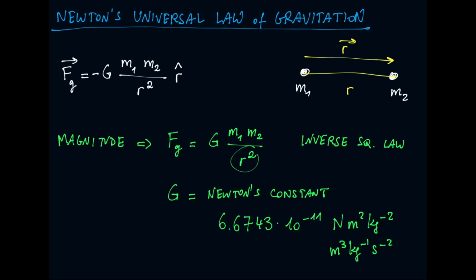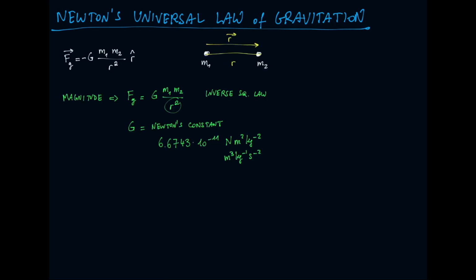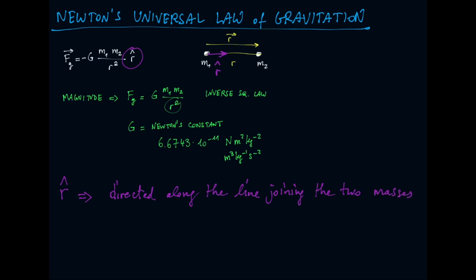Secondly, r. Actually, let me shrink this page just a second. There we go. Second aspect is r hat. This is the unit vector in the r direction. This will be r hat. And so this implies that the force is directed along the line joining the two masses. Okay, great. So it's a radial force in that sense. It's always directed along this line.